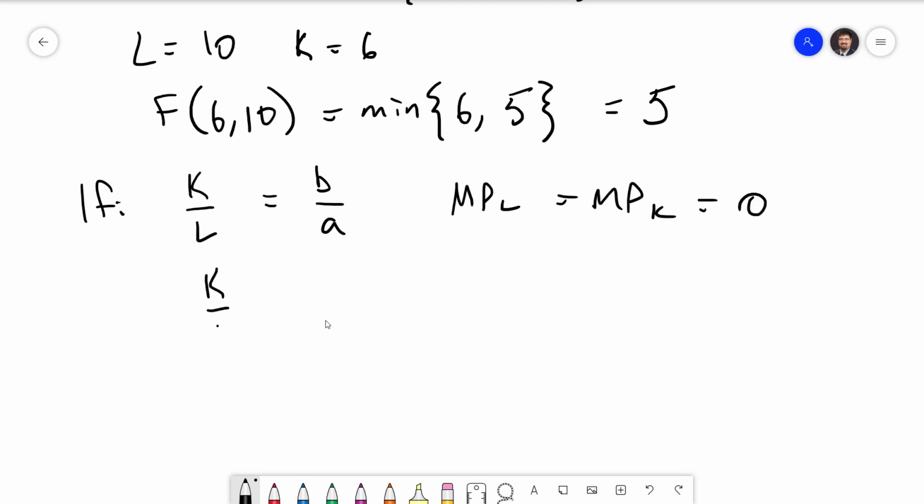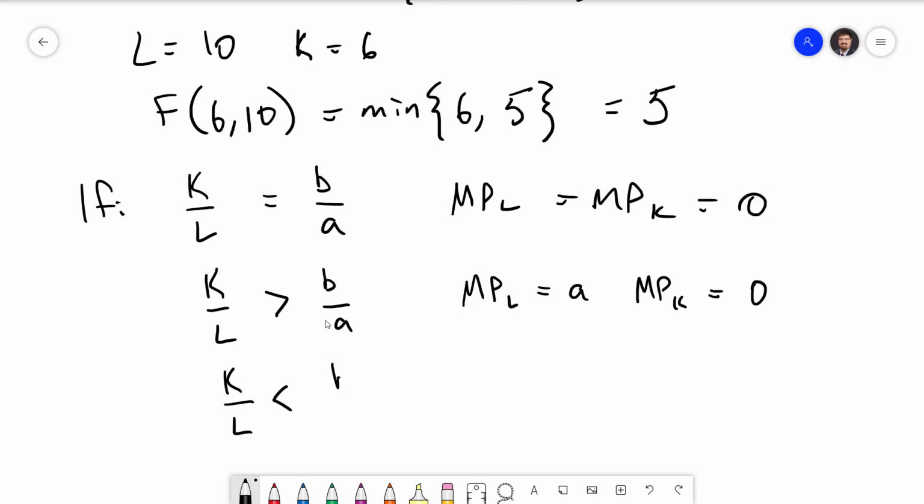However, if we currently have too much capital, that is K over L is bigger than B over A, adding more labor is going to give us more output. Every unit of labor we add is going to give us A additional units of output, but marginal product of capital, since we already have too much capital, it's not going to do anything. In the third case, we have too much labor, meaning that K over L is smaller than B over A. In that case, adding more labor does nothing, but adding more capital will increase production.